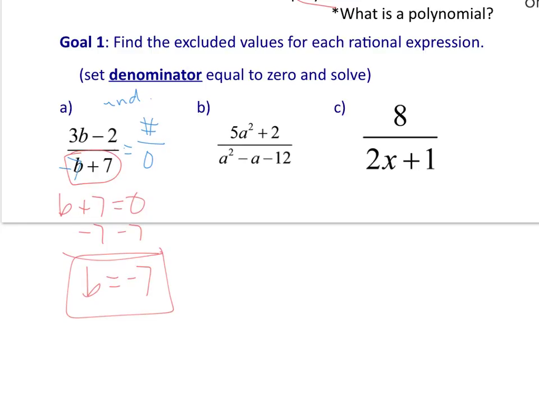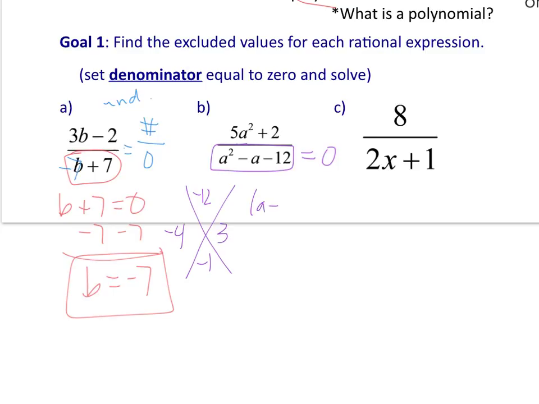All right, let's look at question B, 5a squared plus 2 over a squared minus a minus 12. So I still want to set the denominator equal to 0 here, but now when I set this equal to 0, what do I really have to do? Do you remember? You got it. I have to factor and solve. So I'm going to use the diamond method and find factors of negative 12 that when added together give me negative 1. And those factors are negative 4 and positive 3.